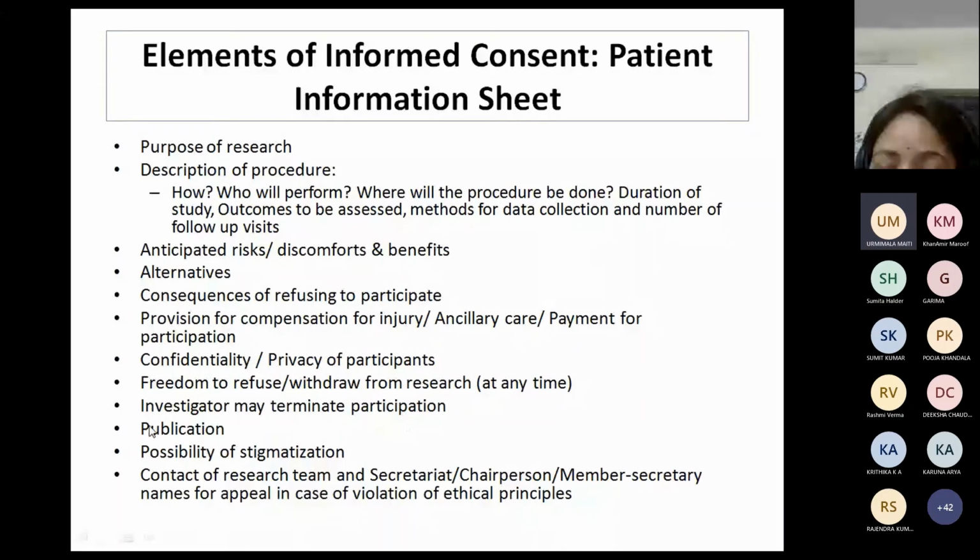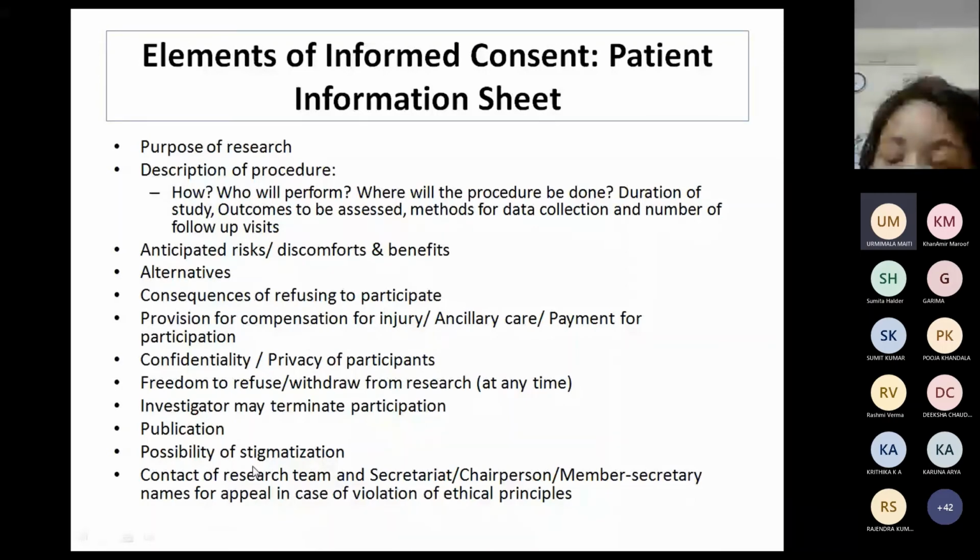If you intend to publish the findings of your research, that should also be written down in your PIS. And if suppose this is not there at the time of doing the research and later on you want to publish, you have to take a re-consent. Okay, so it's better that you take consent at the time of doing this, before starting the research itself, right? You'll also have to state whether there is a possibility of stigmatization because of participating in the research.